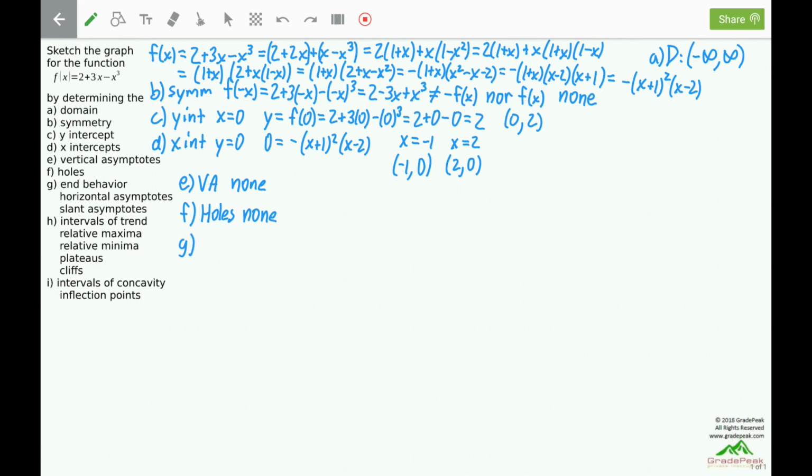For part G, we want to determine any end behavior, horizontal asymptotes, or slant asymptotes. Since f of x has no denominator, it will not have horizontal asymptotes or slant asymptotes. But since it is a polynomial, it will have positive or negative infinity end behaviors.